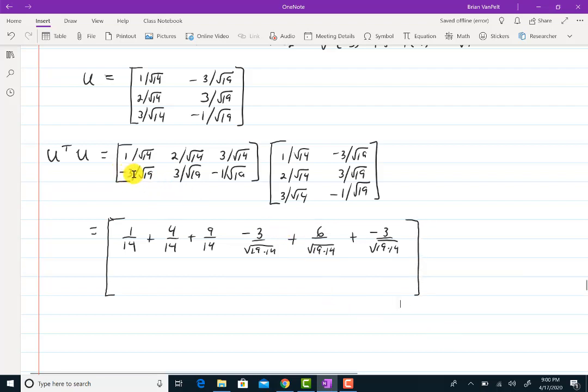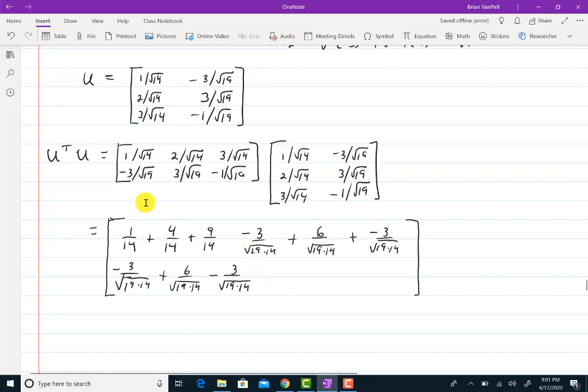Then I'll move on to the second row here. The 1 over root 19 times the 1 over root 14, so the second row times the first column, I'll get negative 3 over the square root of 19 times 14. And then I'll get 3 over radical 19 times 2 over radical 14, so I'll get 6 divided by the square root of 19 times 14. And then finally, negative 1 over radical 19 times 3 over radical 14 will be negative 3 over the square root of 19 times 14.